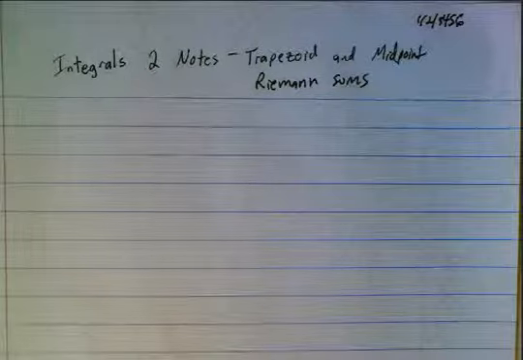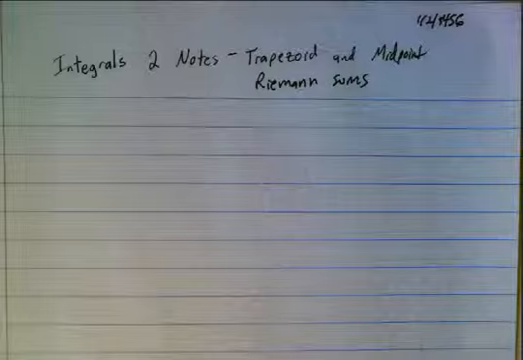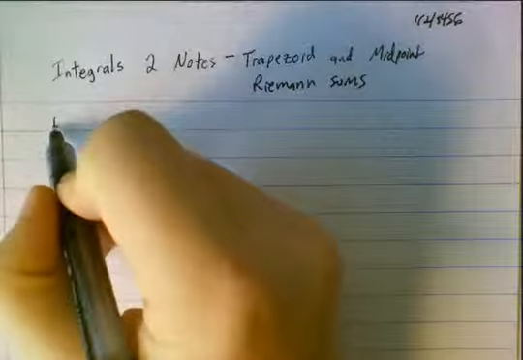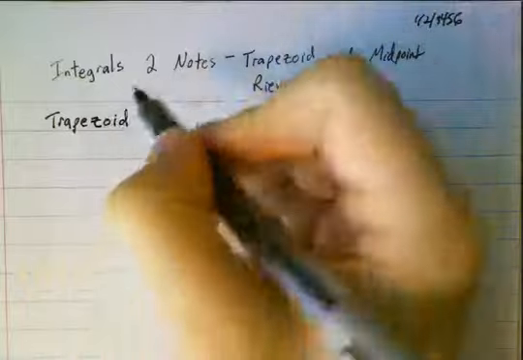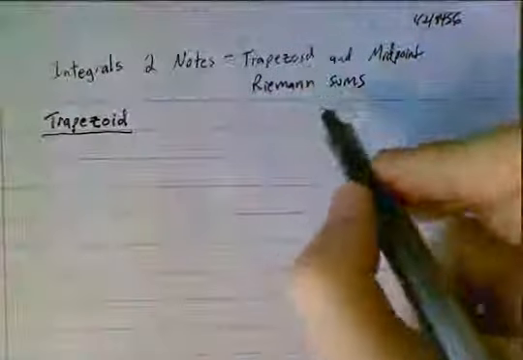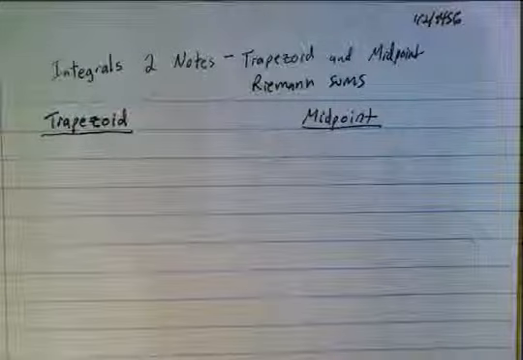So in integrals 1 we looked at left and right Riemann sums, and we noticed that especially when we only use a few subintervals, the left and the right sums overestimate or underestimate by a substantial amount. The trapezoidal sum and midpoint sum give us much more precise estimates. So that's what we're working with today. So let's start off with the trapezoid and midpoint. And we'll just compare the two.